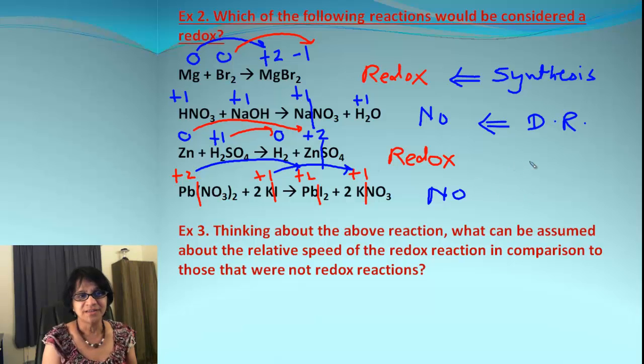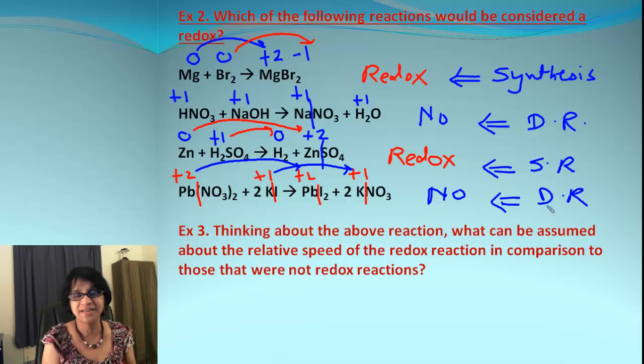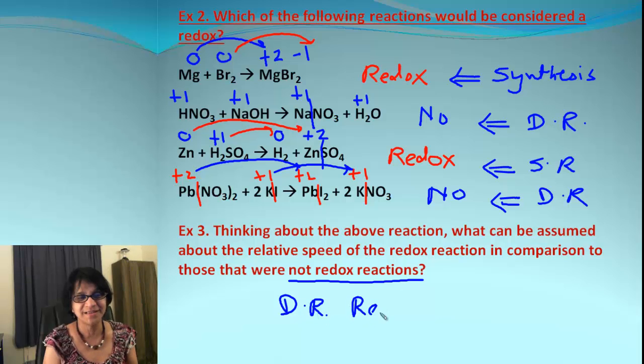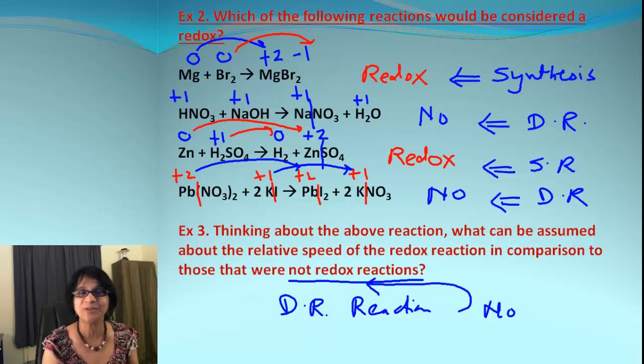Look at the third one. That was single replacement and it is a redox. The fourth one is double replacement and that is not a redox. So how do we find out if a reaction is redox or not? If we know the reaction is a double replacement reaction, we can easily say that it will not be a redox reaction. And if it is any of the other types, it will most probably be a redox reaction.